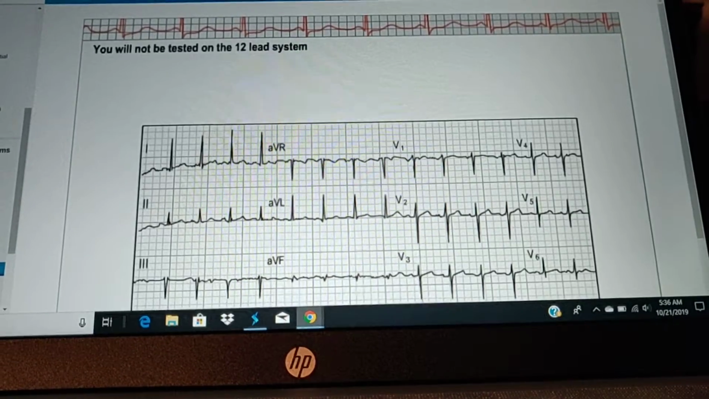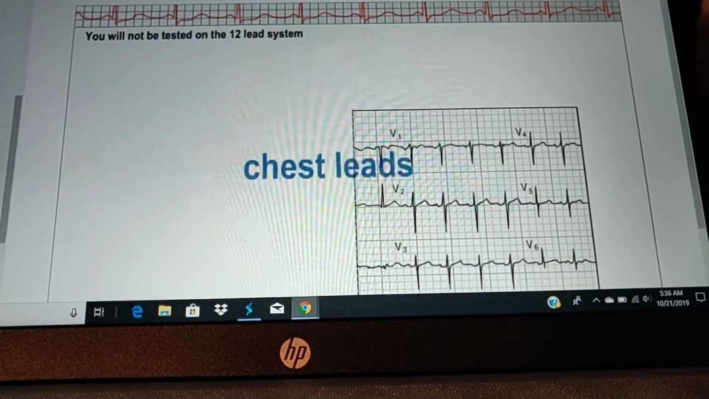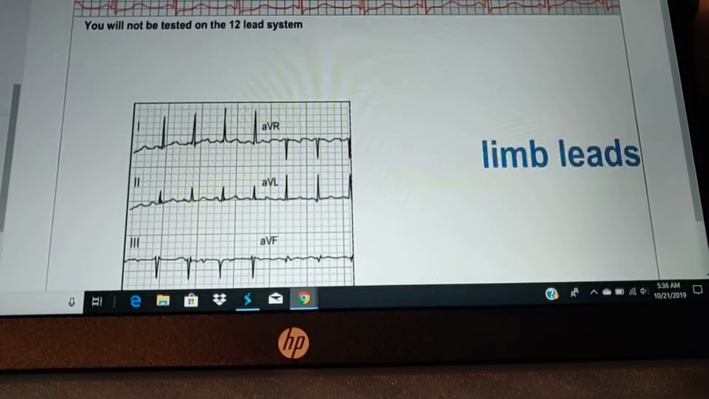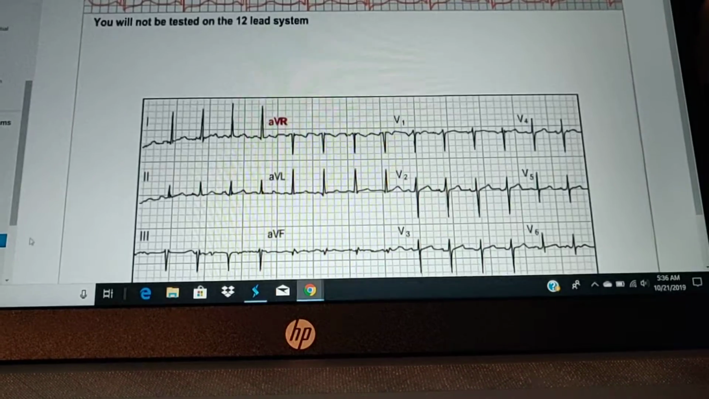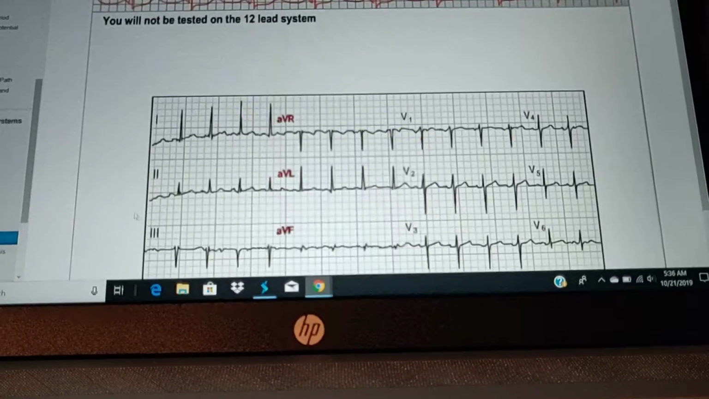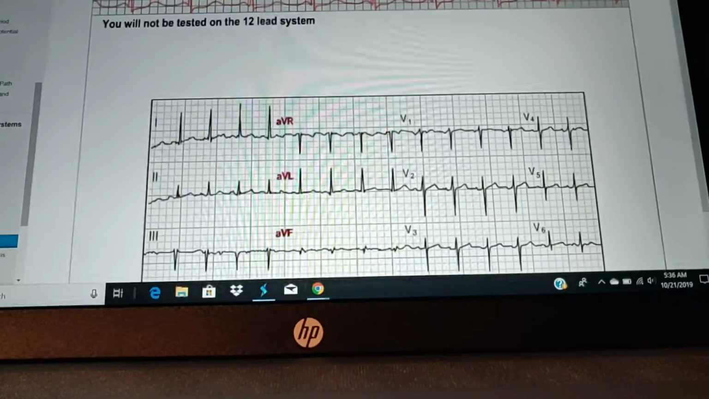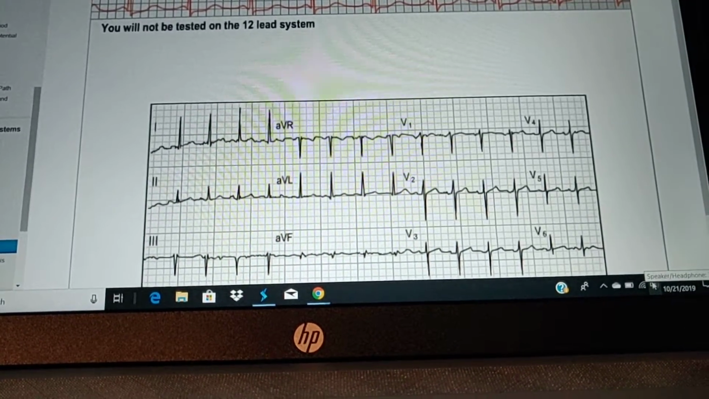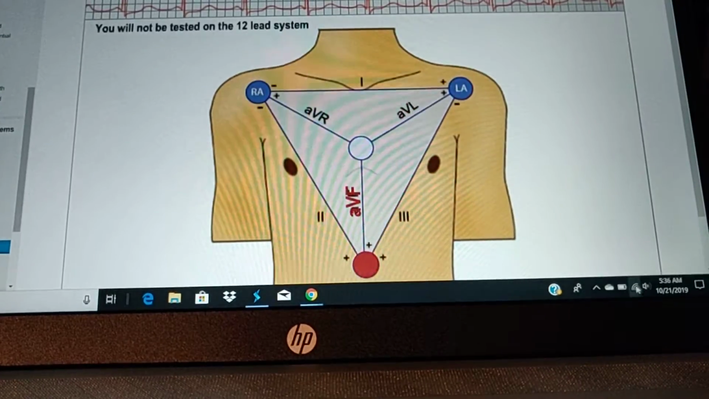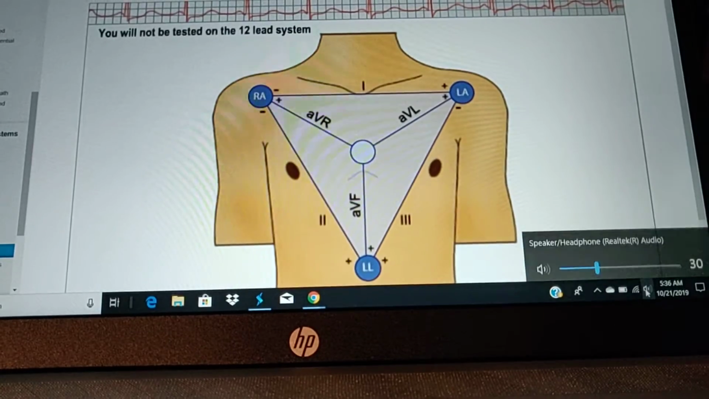In the 12-lead system, 6 of the leads are chest leads. The other 6 are limb leads. The A in the unipolar leads, AVR, AVL, and AVF, stands for augmented. The small waveforms that normally appear from these unipolar leads are enhanced by the ECG, and the R, L, and F stand for the positive electrode position of the lead.